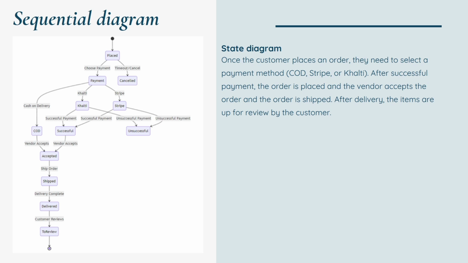This diagram shows the process of order placement. Once the customer places an order, they will choose a payment option. We have three different payment options: cash on delivery, Stripe, and Khalti. After successful payment, the order is placed, the vendor accepts the order, and the order is shipped. After delivery, the items are up for review by the customers.